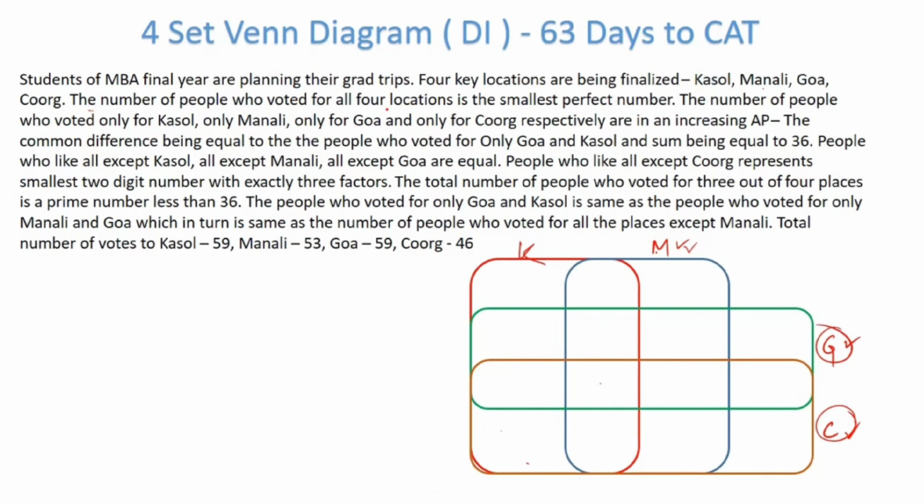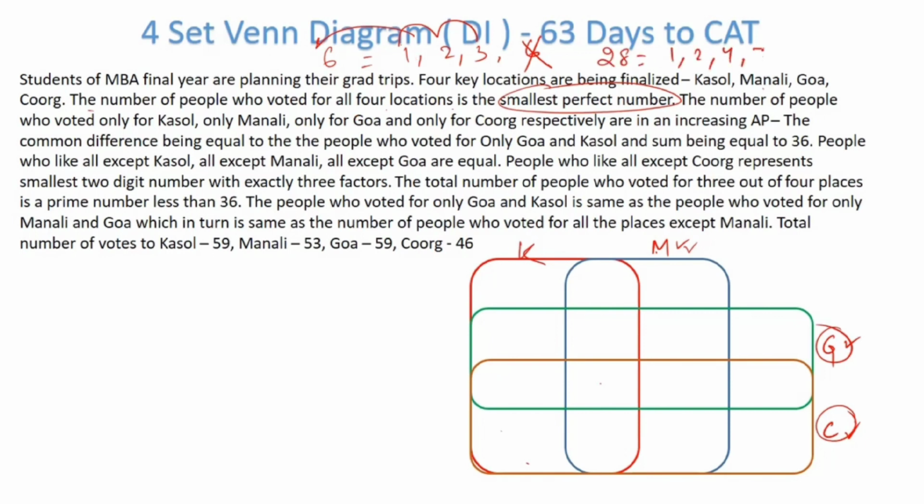The number of people who voted for all the 4 locations is the smallest perfect number. What is a perfect number? A perfect number is a number whose divisors add up to the same number. For example, the smallest perfect number is 6. The divisors are 1, 2 and 3. The only caveat is do not take the same number as the divisor. Otherwise, it will never happen. So if you don't take 6 as the divisor here and add up the rest, you will get the same number. Again, another example can be 28.